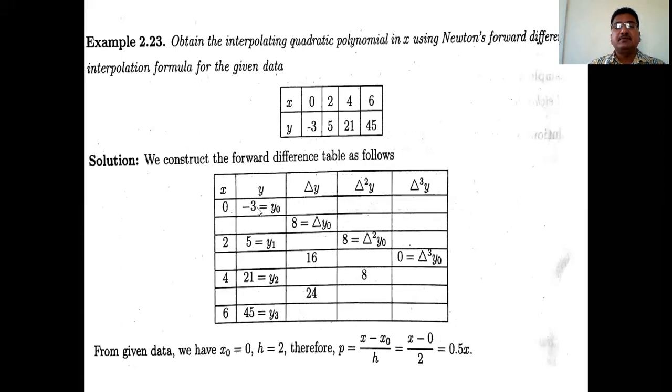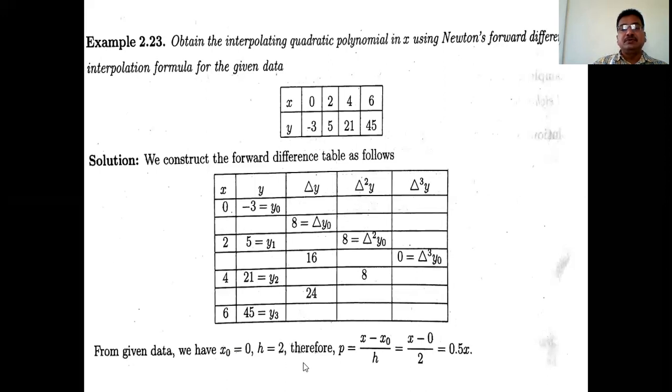Therefore these values are important. This is f of a, where this is a. This is delta f of a. This is delta square f of a. Delta cube f of a. In another notation, this is y naught, delta y naught, delta square y naught, delta cube y naught. So what is x naught? That is, write a in our notation. This is a. What is a? A means the first value.